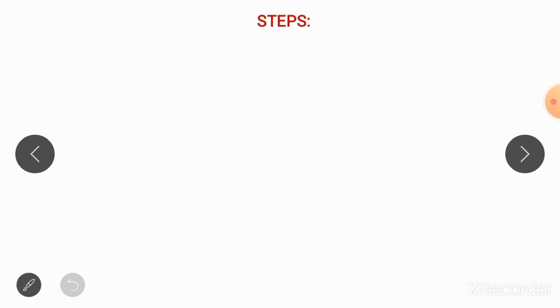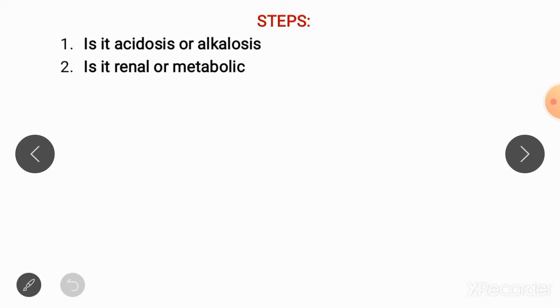First, you must know the steps of acid-base disturbance diagnosis. First, what you need to determine is whether it is acidosis or alkalosis. So, you are going to be given a pH, and from that pH, you have to determine whether this is acidosis or alkalosis. Secondly, after you have determined whether it is acidosis or alkalosis, now you have to determine the type of disorder. If it is acidosis, is it metabolic acidosis or respiratory acidosis, or if it is alkalosis, either it is metabolic or respiratory.